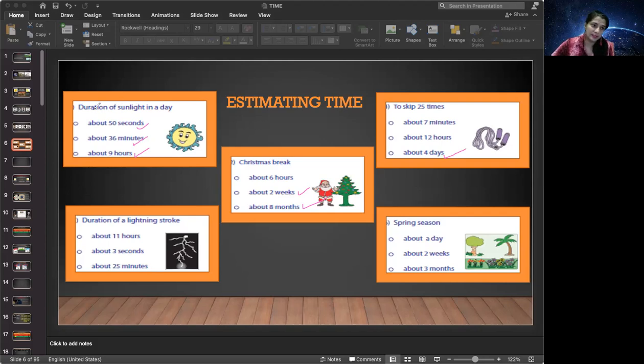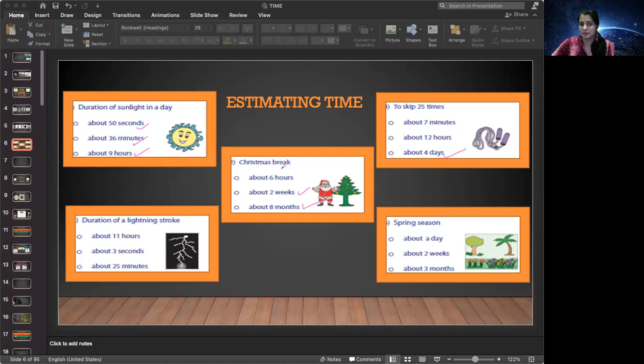Okay, so let's look at the first situation here, the duration of sunlight in a day. How long do we have sunlight? Do we have it for only 50 seconds, or do we have it for 36 minutes, or do we have it generally for about 9 hours? So yes, we experience sunlight for at least about 9 hours. So this is estimating, having a good understanding of time, a logical understanding.